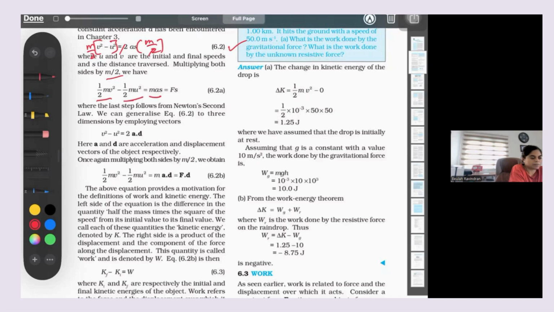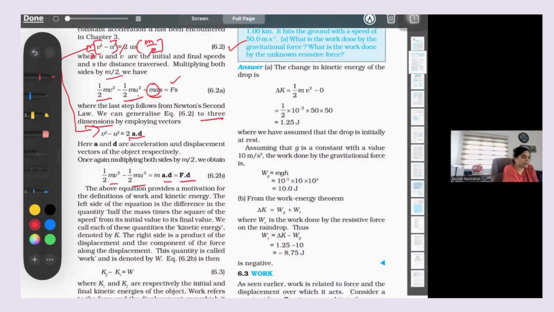What is mass into acceleration? That is the force, according to Newton's second law of motion. So that is force into s. Now, they said it again in a different dimension. If equation 6.2 is expressed in three dimensions, it should be a vector, so a vector dot d vector. If you multiply both sides by half m, it will be F dot d.